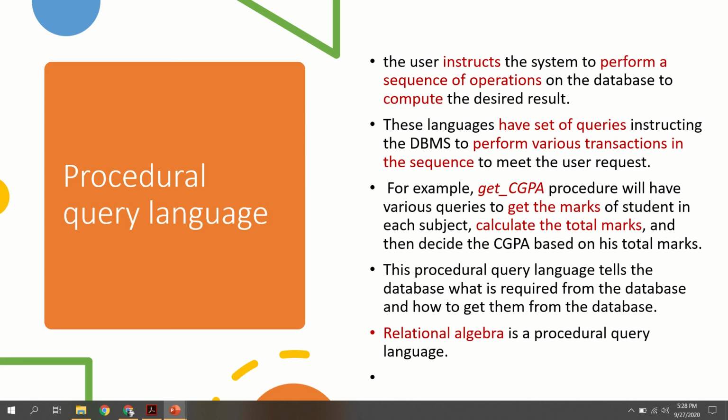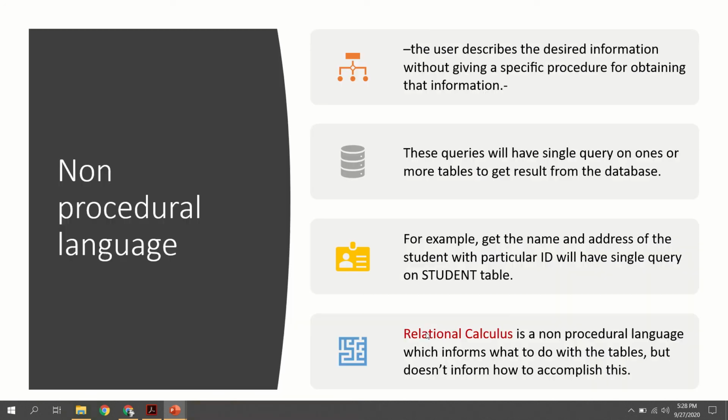existing information. So inside the procedure, the user will write a query statement to retrieve all the marks of the student. And in the second step, he may be calculating the total marks of the student. And with the help of the total marks, in the third step, he can calculate the CGPA of the student. So here we can see that the user is giving a step-by-step procedure in order to calculate a particular result, which is an example of procedural query language. Okay, one example of procedural query language is relational algebra. So these are the main points about the procedural query language.